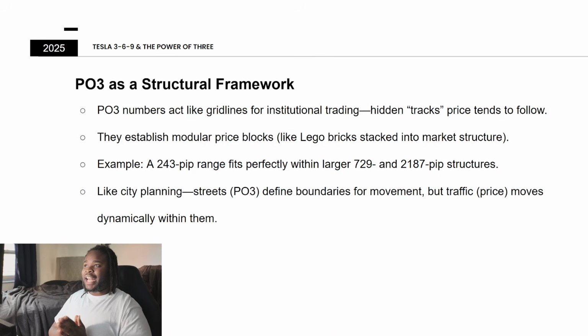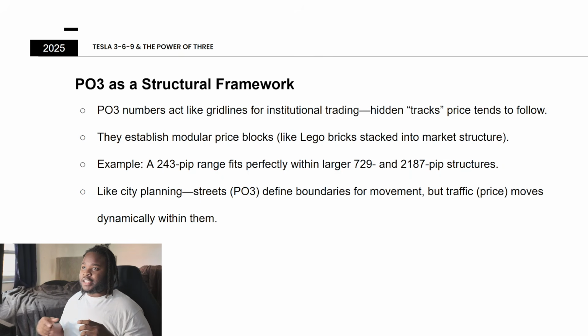All right. So the PO3 is a structural framework. PO3 numbers act like grid lines for institutional trading. There are hidden tracks in price that it tends to follow, right? In institutional trading, they establish modular price blocks, kind of like Lego blocks stacked into market structure.